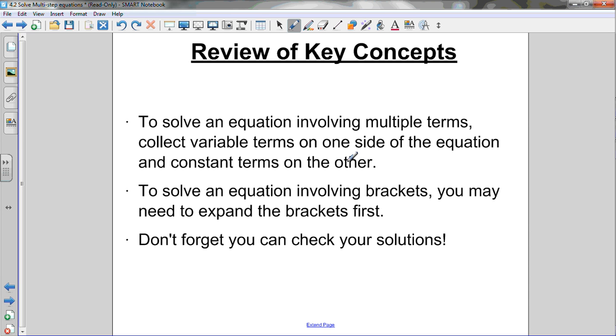And don't forget that you can check your solutions. Okay? So whenever you do any worksheets or tests for this chapter, you can always check your answers and know if you did the questions right.